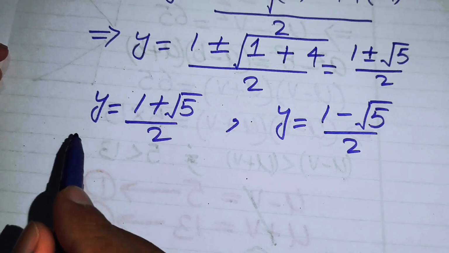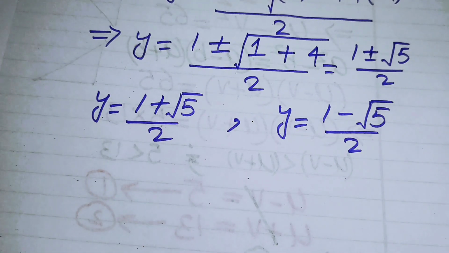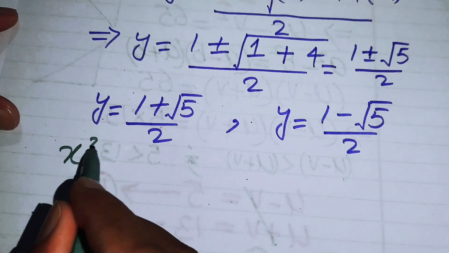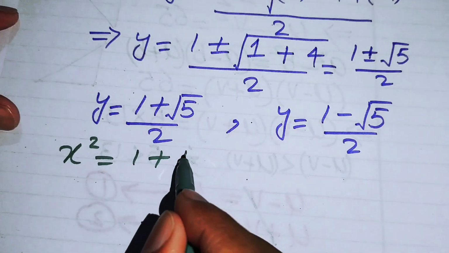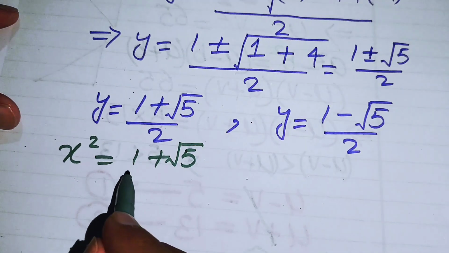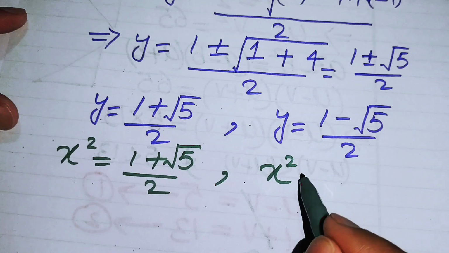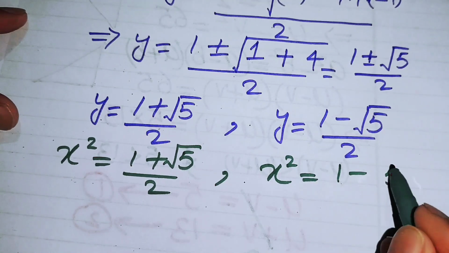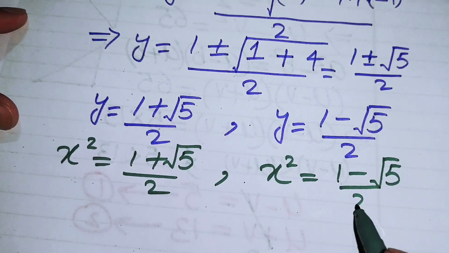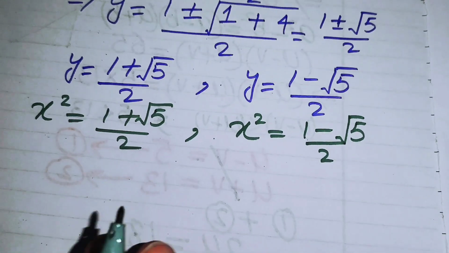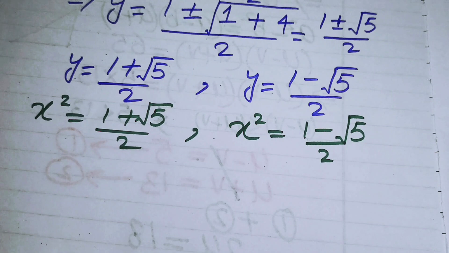So when we substitute back the value of y, it becomes x squared equals 1 plus square root of 5 over 2, and similarly here we get x squared equals 1 minus square root of 5 over 2. So now you focus on the right hand, the second case first.